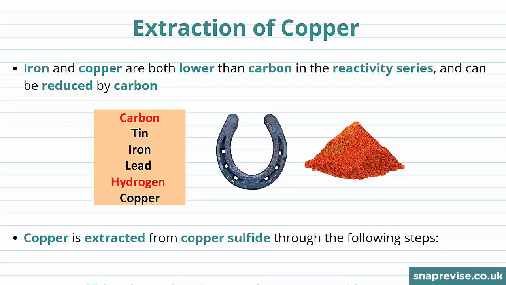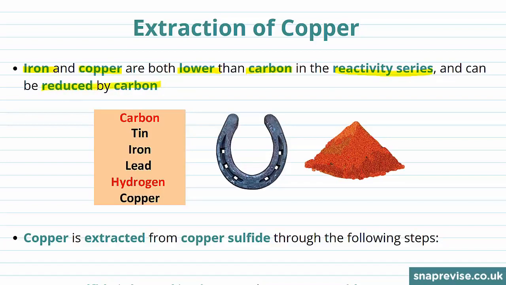Let's look at this process in a bit more detail by looking at some specific examples. If you look at the reactivity series, you can see that iron and copper are two examples of metals that are lower than carbon in the reactivity series. As we said, we can therefore extract them from their oxides using reduction with carbon.